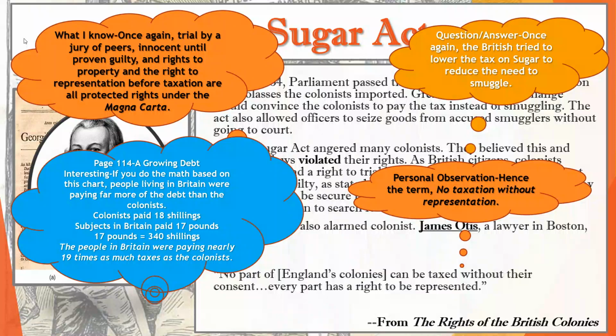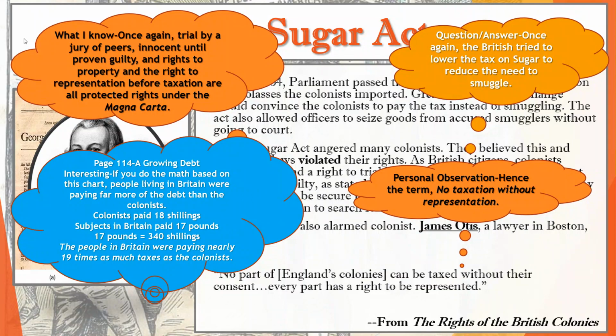On page 114, I do want to point this out because it's a rather interesting thing, and I did a little bit of math on this. There is a caption called a growing debt. Interesting, if you did the math based upon this chart, people living in Britain were paying far more of the debt than the colonists. Colonists paid 18 shillings. Subjects in Britain were paying 17 pounds. Well, 17 pounds equals 340 shillings. So British subjects in England were actually being heavily taxed, much more than the colonists.